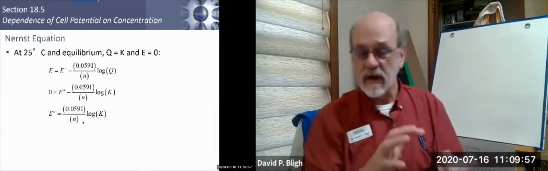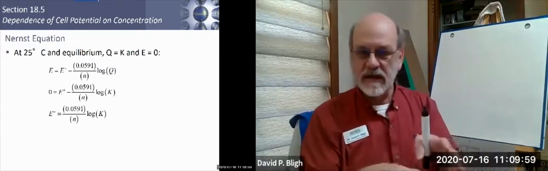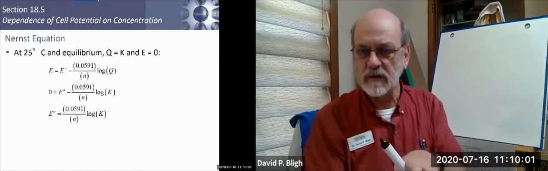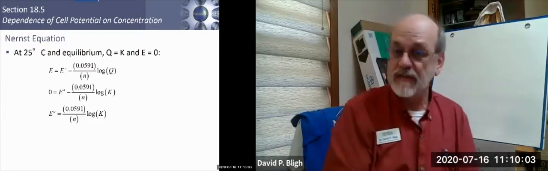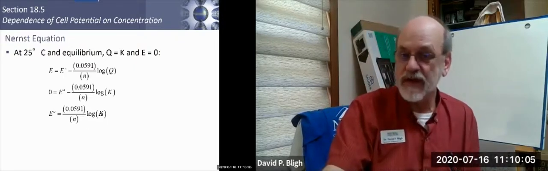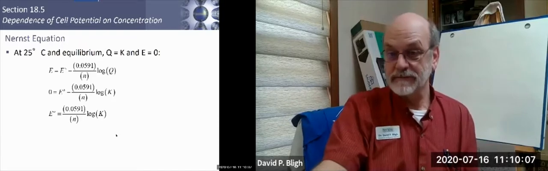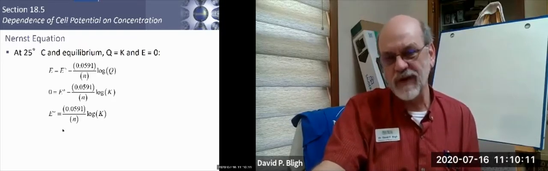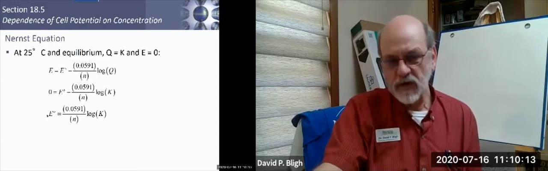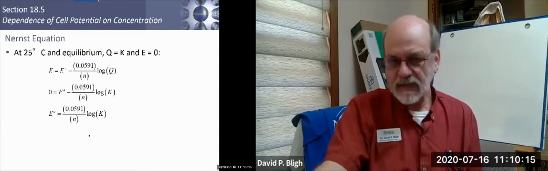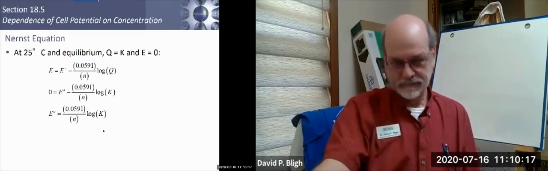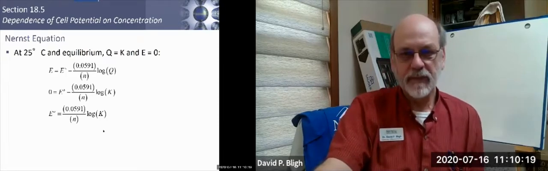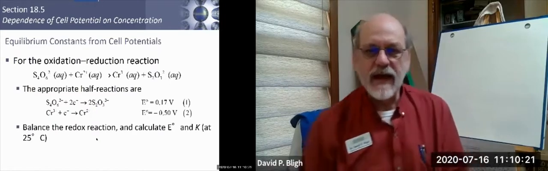So there we have a way of relating the electrical potential of a reaction to its K value. So there's another way to get your handle on K. Or if you know K, you can calculate this one. But usually it's the other way around. You can measure this one and then calculate K.